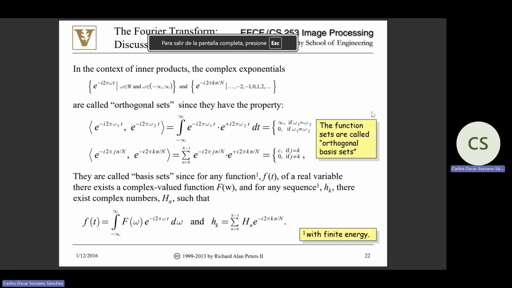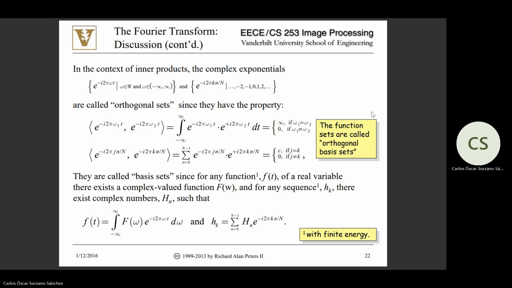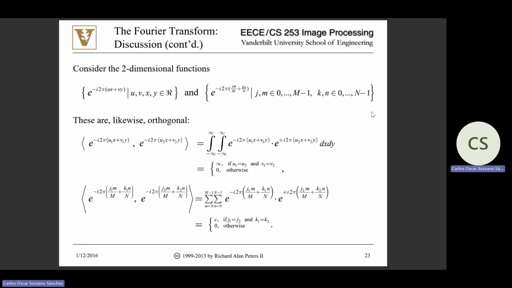So this slide is simply saying we have orthonormal bases. So orthogonal bases. The product of two waves of different frequencies is zero if the frequencies are different, and different from zero if they are the same. And these are the 1D versions of that. The same happens with 2 dimensions. Depending on whether you go from minus infinity to infinity or from 0 to 2 pi, this is infinity or it is 2 pi.